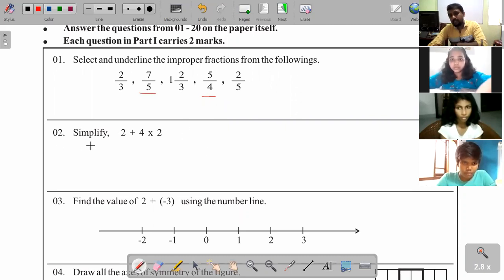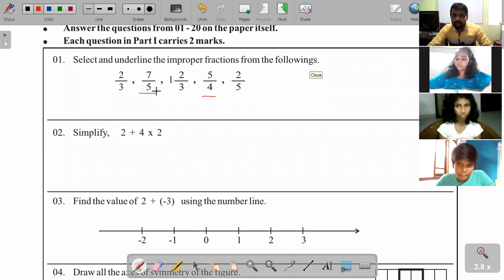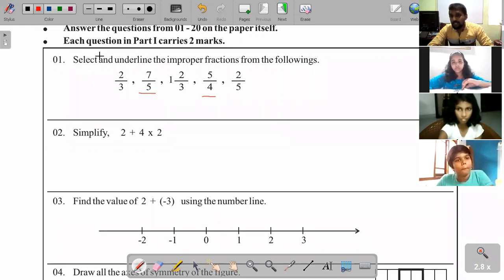Right. Second question, simplify 2 plus 4 times 2, right? Do you want to write the answer, or write all the fractions and underline? Okay, if you write the answers, it is enough also. So for the second one, the answer is 12, right? I don't know. You have to revise the knowledge of mathematical operations, no?